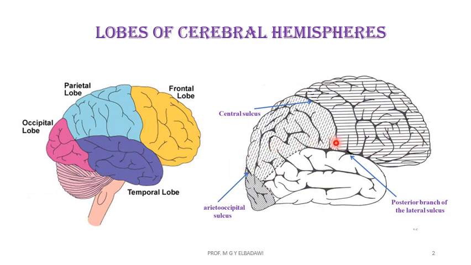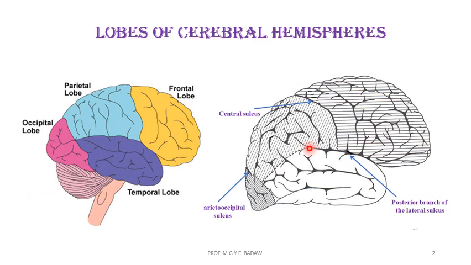The landmarks we use are the central sulcus, which is almost midway between the frontal pole and the occipital pole, and the posterior branch of the lateral sulcus or lateral fissure. So the meeting of the central sulcus with the posterior branch of the lateral sulcus will mark the frontal lobe.